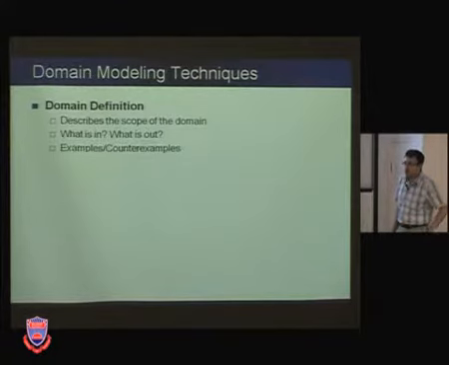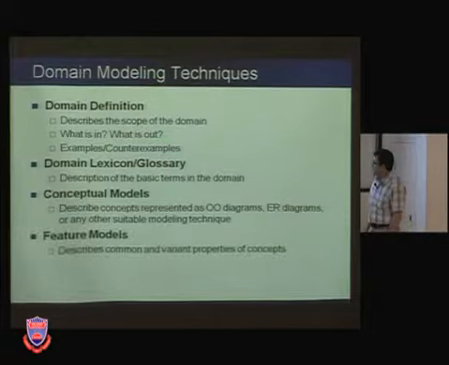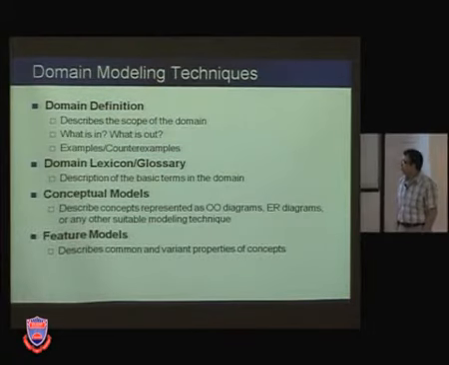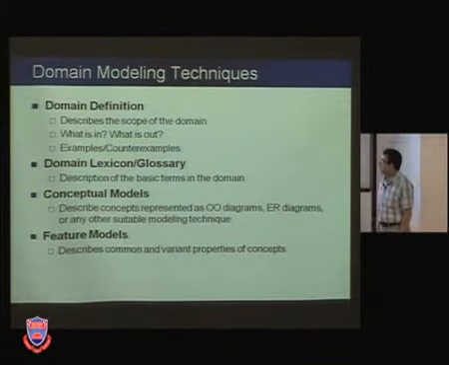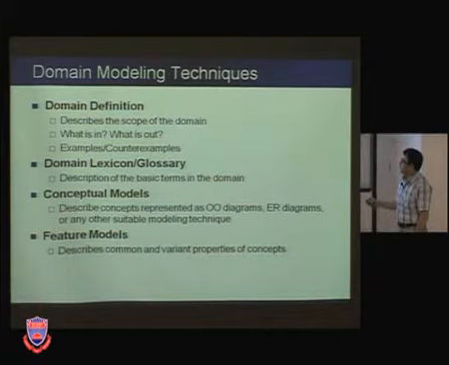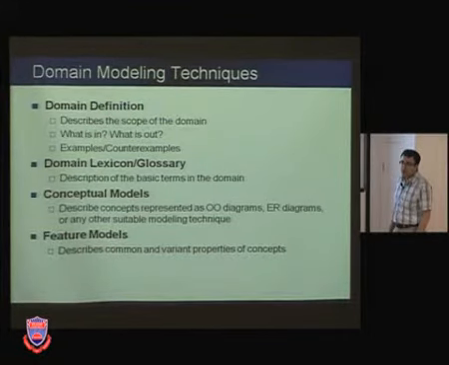First of all, domain definition, domain lexicon or glossary, conceptual models, and feature models. Domain definition is just a textual description in natural language. It describes the scope of the domain. It explains what is in and what is out of this domain. It provides examples and counterexamples.